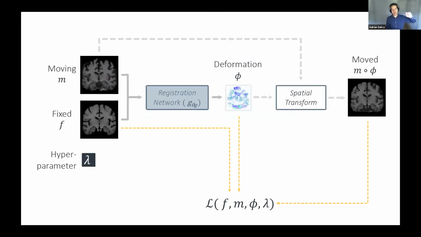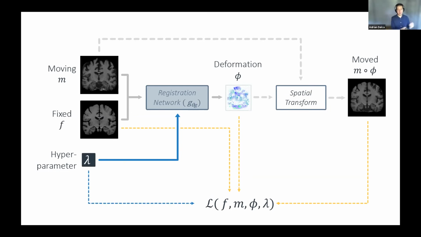And now I'm going to add the hyperparameter that I care about. Now, this could be any hyperparameter. I'm focusing on the one that balances the loss terms. And so I'm going to give this as input to the registration network. And I'm going to use it in the loss as well, just like I did before.